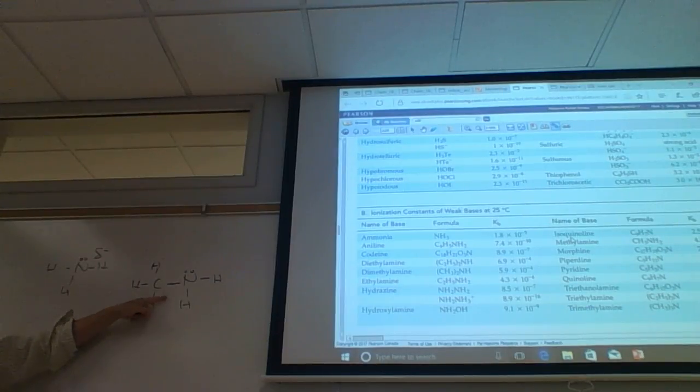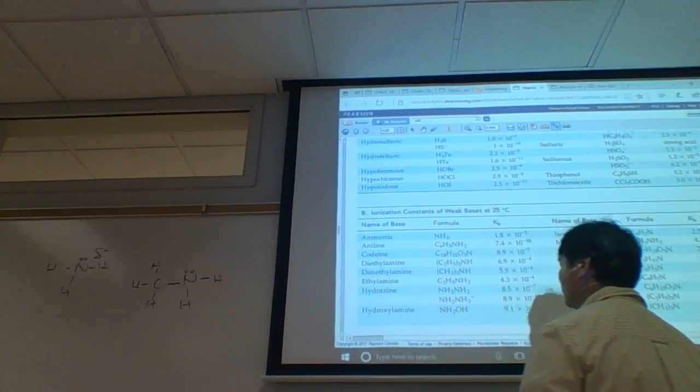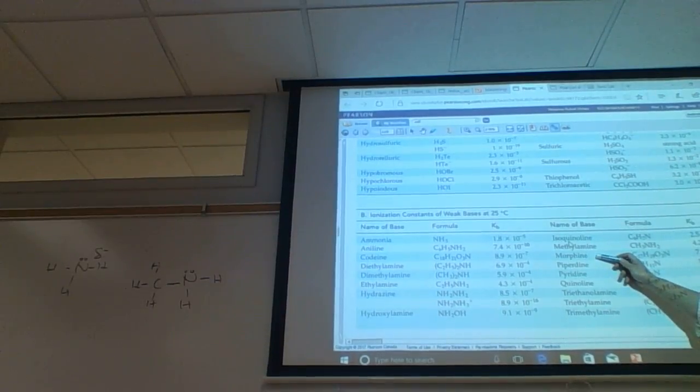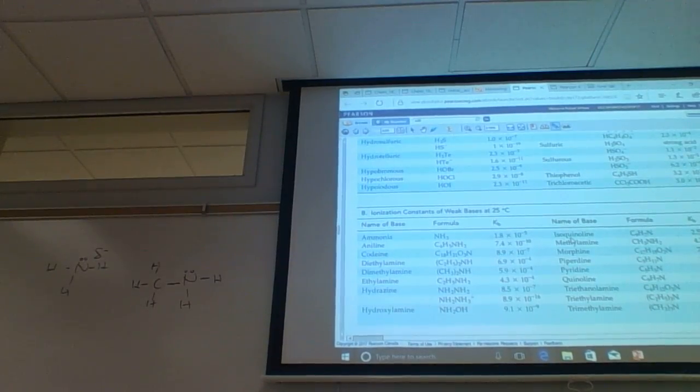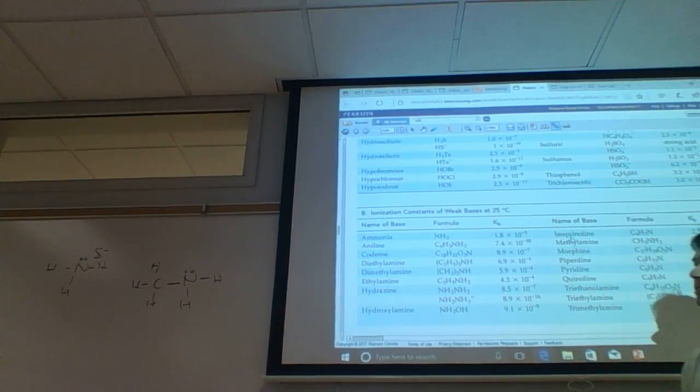We don't have to replace it with a methyl. We could replace it with an ethyl, or a propyl, or a whole bunch of things and still get that base characteristic. A lot of these amines are drugs, like morphine is a drug, etc. And so this is the organic class of amines, and these are very common bases.